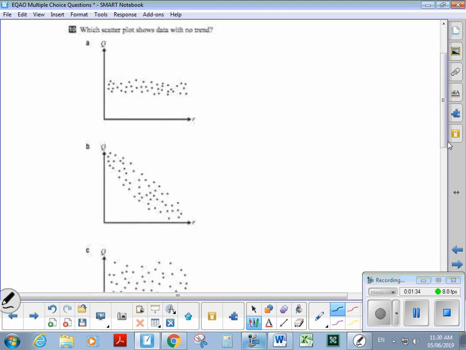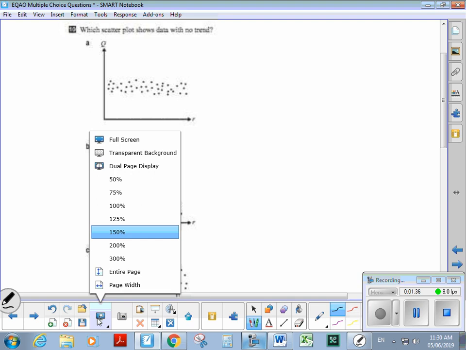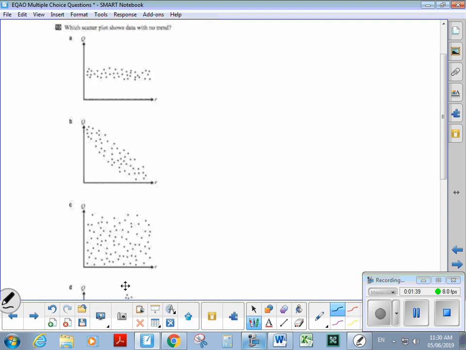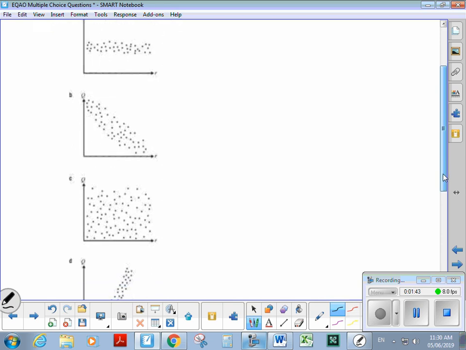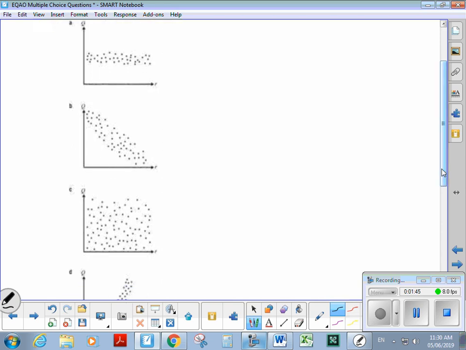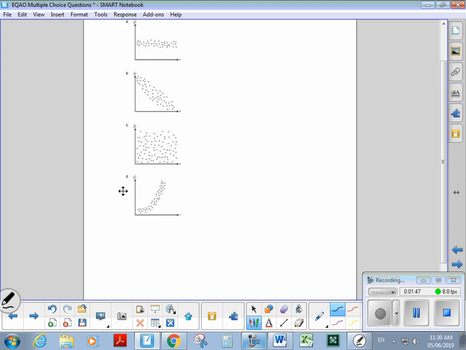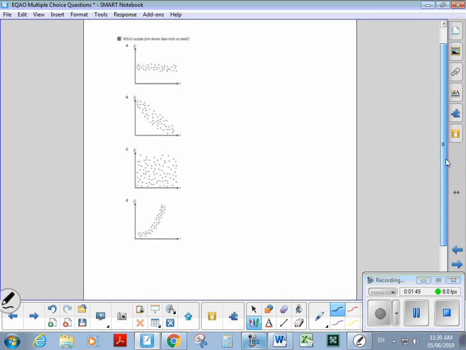All right, so this one, I'm going to zoom out a little bit. They are asking which scatter plot shows no trend. So which scatter plot shows no trend? All right, so that is the question. So pause the video.